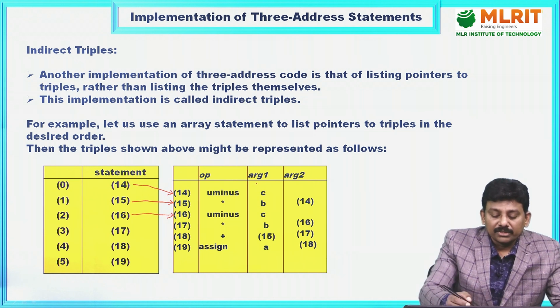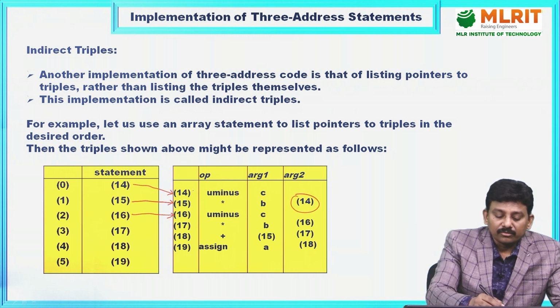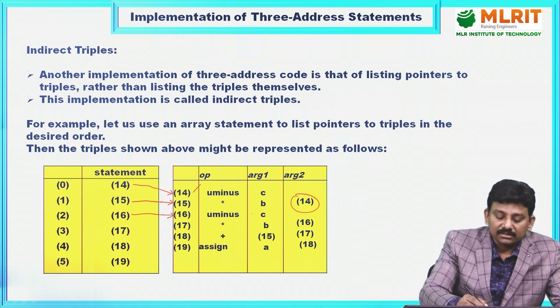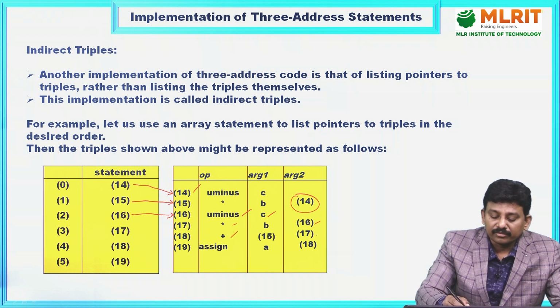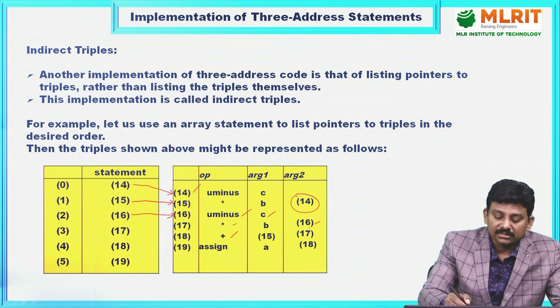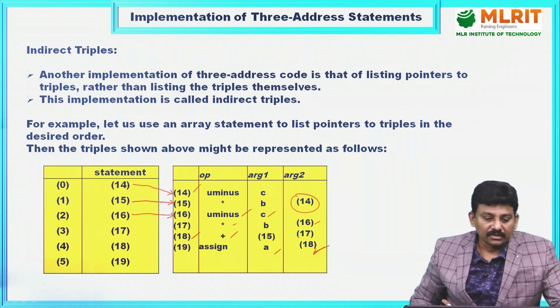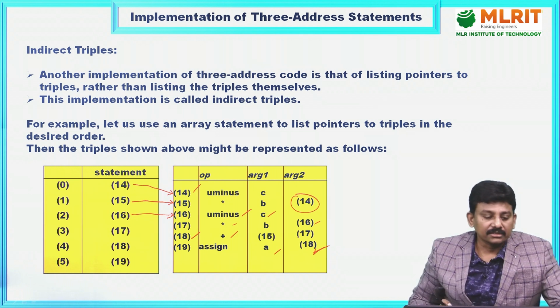Remaining arguments as it is: unary minus, argument 1 is C, so minus C is available at pointer 14, like that. Unary minus C, B star 16 will give B star minus C. Next, addition 15 plus 17, 15 will give B star minus C, 17 will give B star minus C. So, finally, A is assigned the value available at 18, that is B star minus C plus B star minus C. This is the implementation of triples and indirect triples. Thank you.